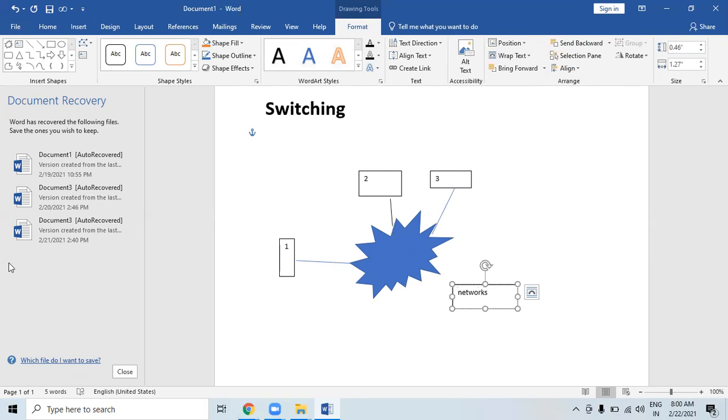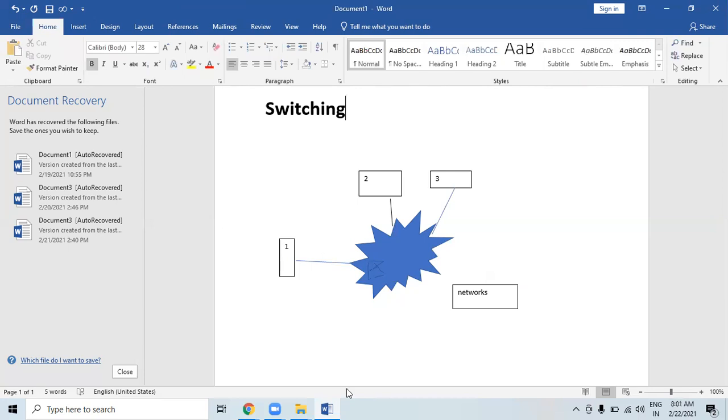Whatever connections are there, here it's connected to this switch. This is a diagram of a switch, a network, and all that.